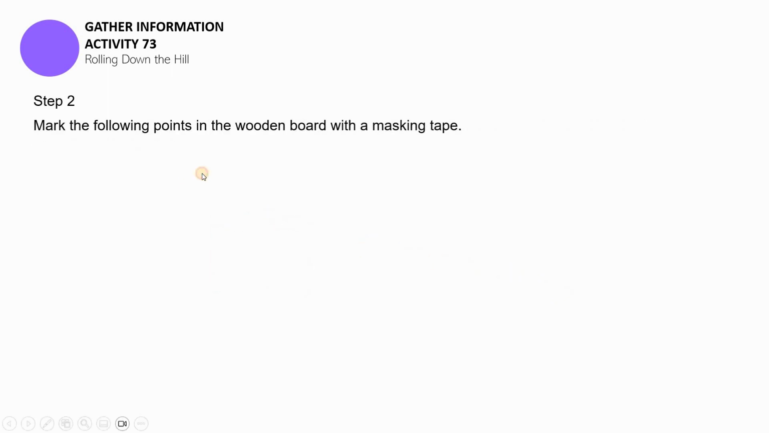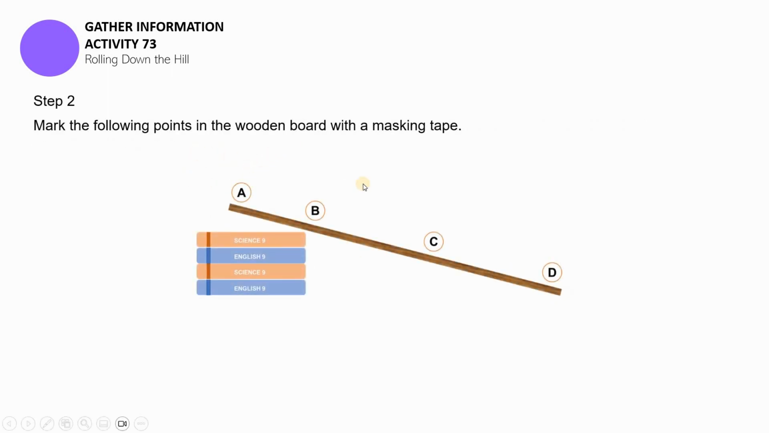For the second step, you have to mark the following points on the wooden board with masking tape. So this is going to be marked as A, and then this is going to be B, and then a little beyond 50% of the length of the plank, you can put C, and then right there near the end will be D. So you're going to be using masking tape in marking and labeling these points in the plank.